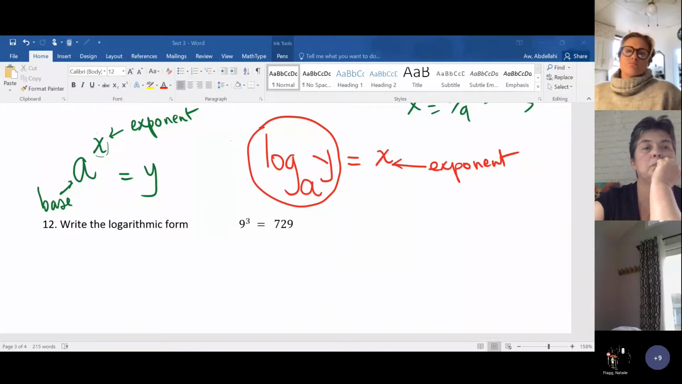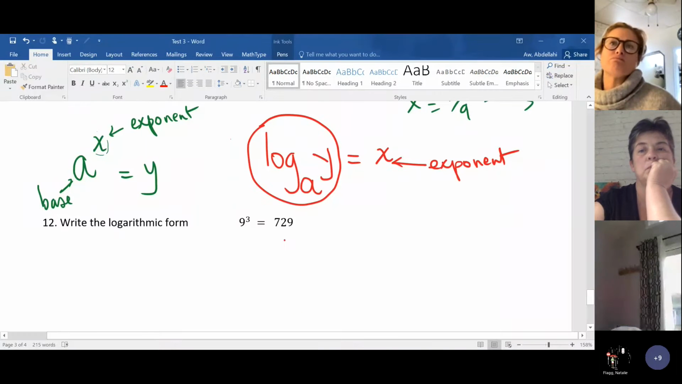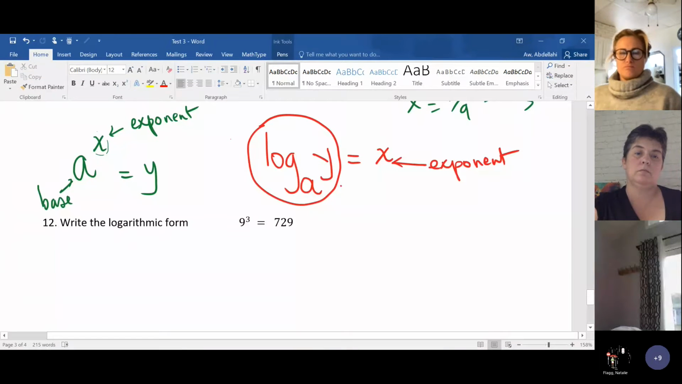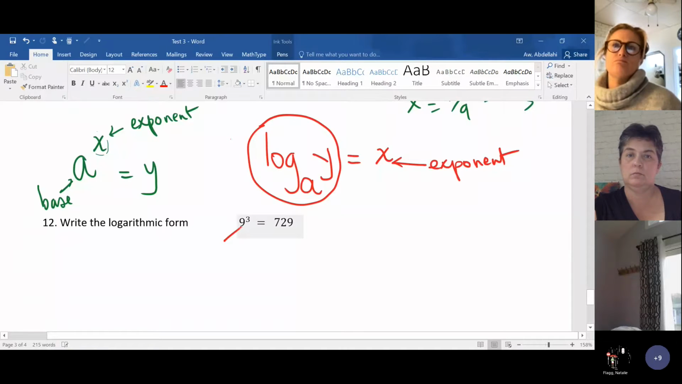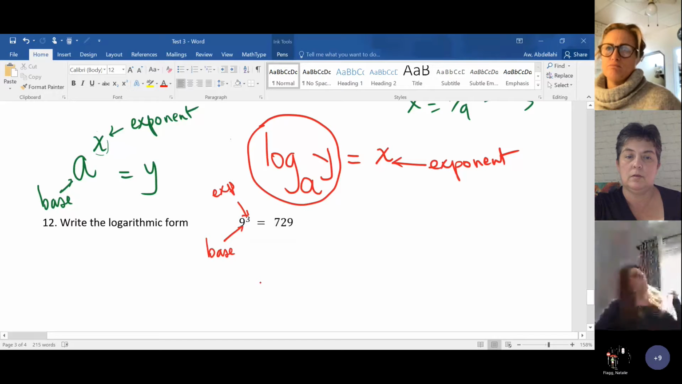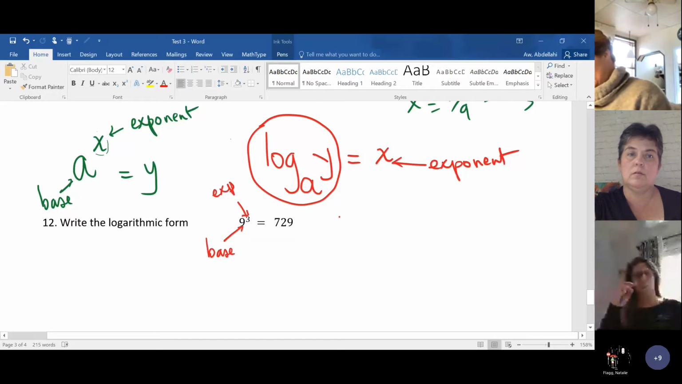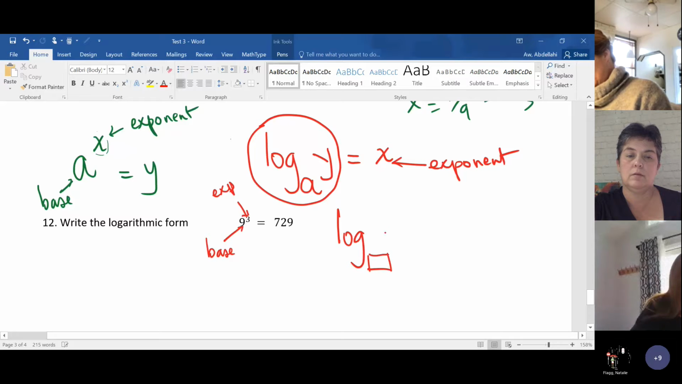Now that we learned the definition, look at this one. What is the base? The 9 is the base. What is the exponent? It's 3. So what is the log form of this? I have 3 squares to fill up. That's the definition of a log.